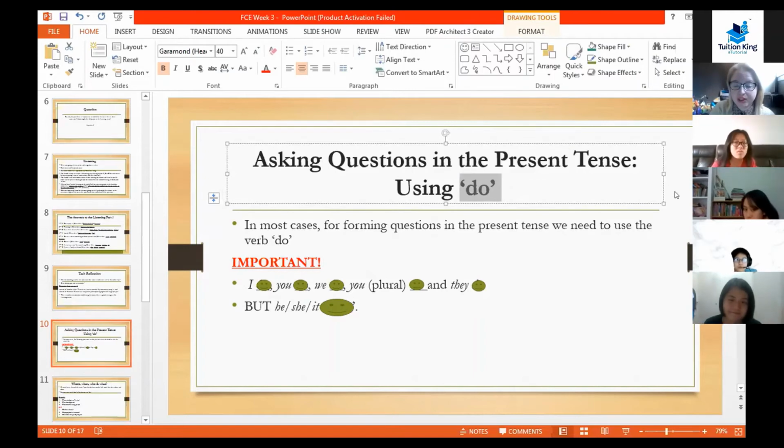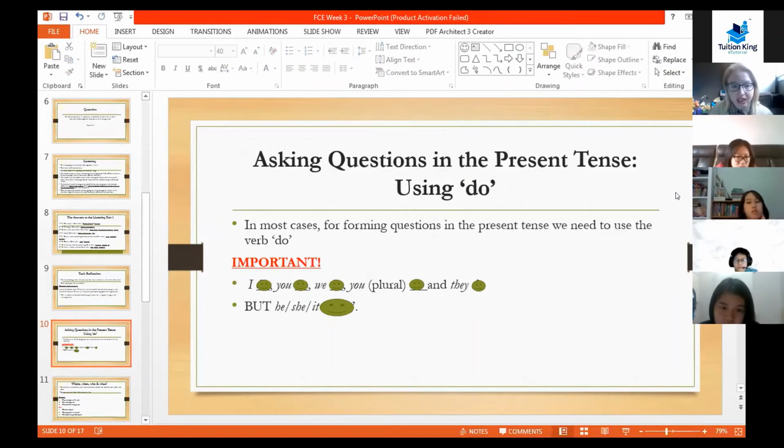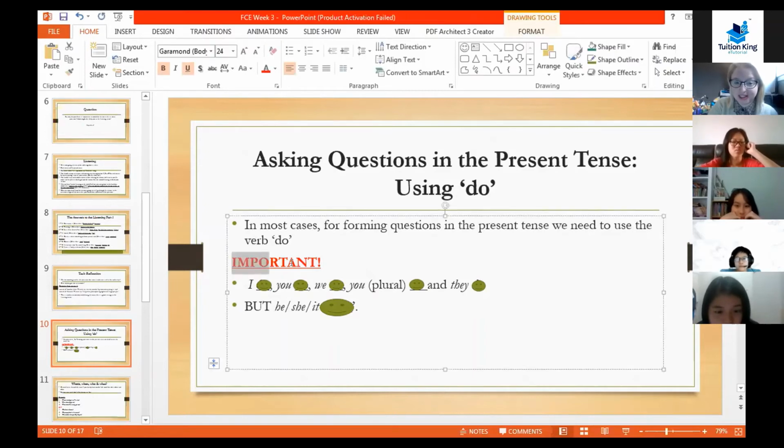And the reason why I felt it was important for us to spend some time on this is because when I first met you all for the speaking test, and from what I've heard from you speaking in class, I've noticed that there's some difficulty, especially with third person do. So on that note, this is why I put this section here. I want you to pay attention to where it says important.